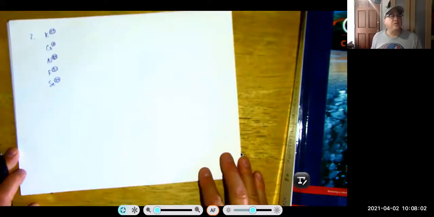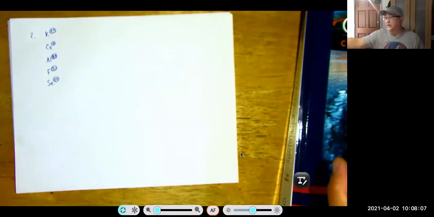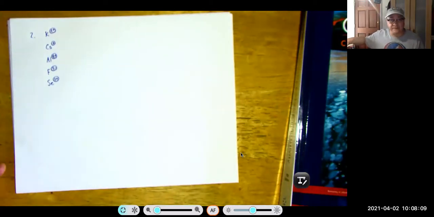So I'm going to change my share to this. And so this is number 2 from the homework. And we're looking at which ones of these are likely to form or which ones are unlikely to form. I'm going to try and get this to focus.